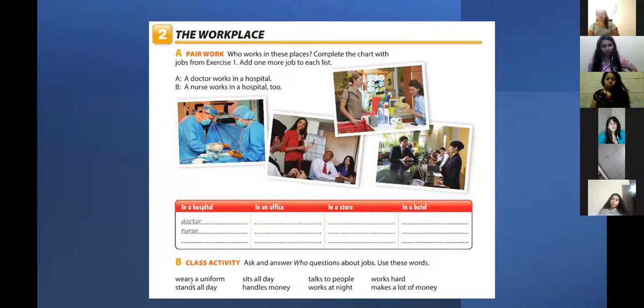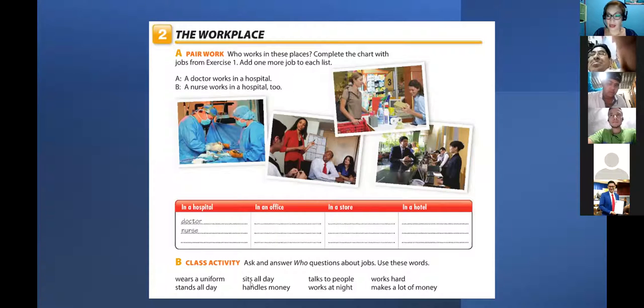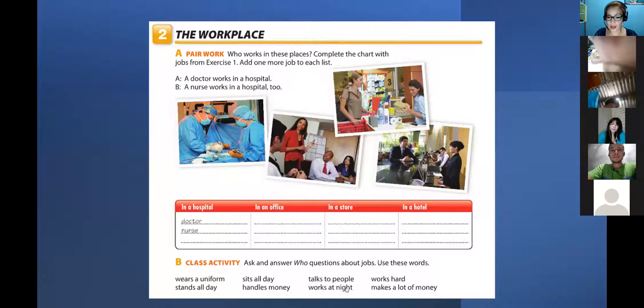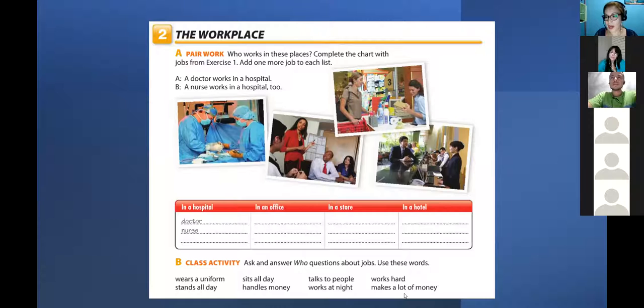So let us repeat. Wears a uniform. Stands all day. Sits all day. Handles money. Talks to people. Works at night. Works hard. Makes a lot of money.